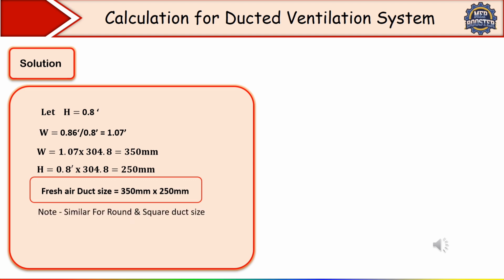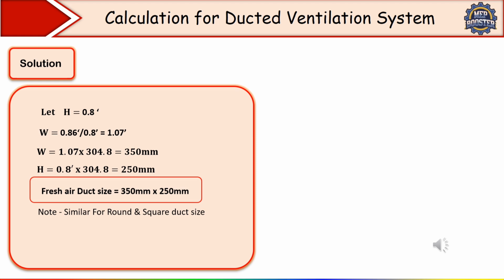Now note here, similarly we have to do it for round duct and square duct size. Which we have done now for exhaust air, in the same way we have to do for round and square duct size. So in this way we have to find out the exhaust air duct size and fresh air duct size manually. And we have a software also, MacWay Duct Sizer software. With the help of that software also, you can do the duct sizing to reduce your time.